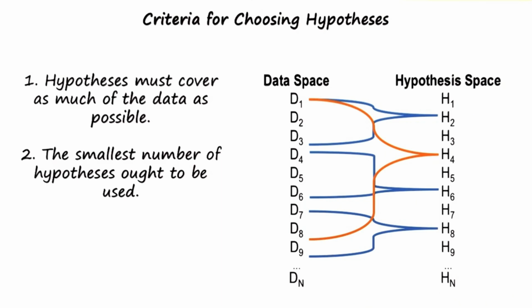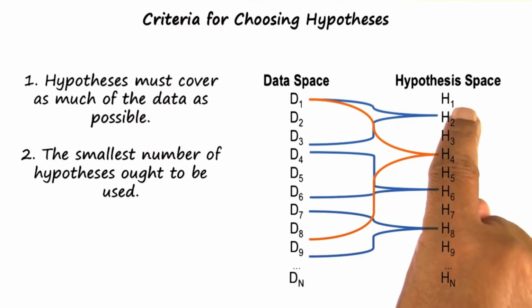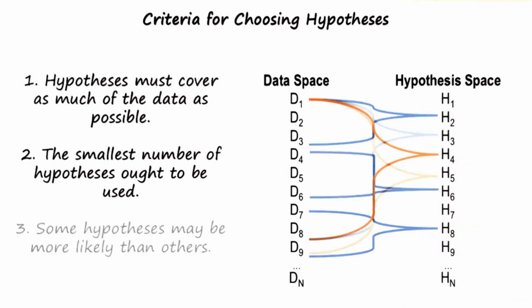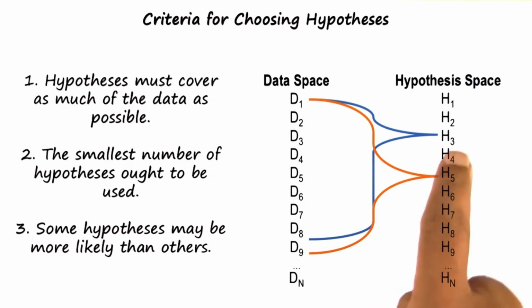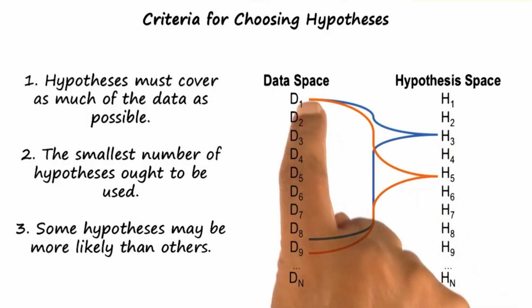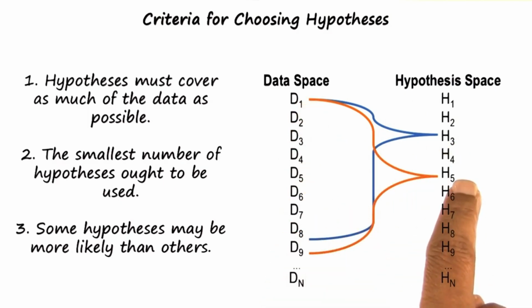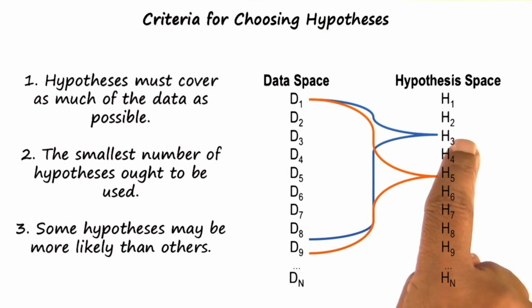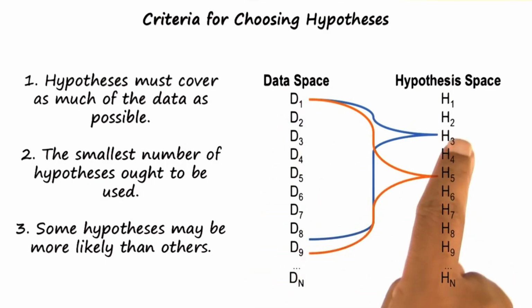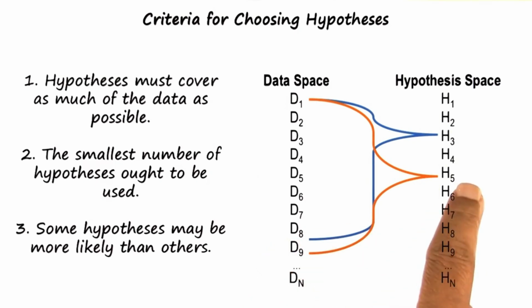The two together explain all the data, and in addition, the set of these two hypotheses is smaller than the set of hypotheses H2, H6, and H8. The third criteria for choosing between competing hypotheses is that we want to pick those hypotheses in which we have more confidence. Some hypotheses are more likely than others. As an example, in this particular scenario, H3 may explain data items D1 through D8, and H5 may explain more data elements, D1 to D9, so H5 also explains D9 that H3 doesn't. However, we may have more confidence in H3, and so we may pick H3 instead of H5.